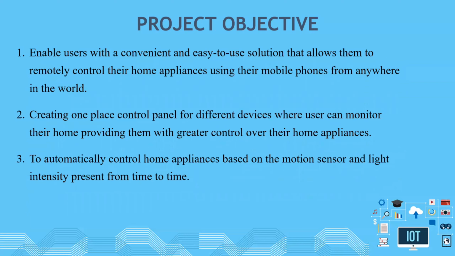Project objective. First one, enable users with a convenient and easy to use solution that allows them to remotely control their home appliances using their mobile phones from anywhere in the world. Secondly, creating one place control panel for different devices where users can monitor their home, providing greater control over their home appliances. Third, to automatically control the appliances based on the motion sensor and light intensity present from time to time.